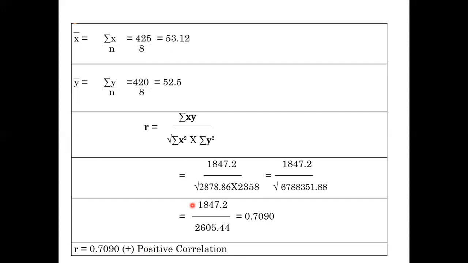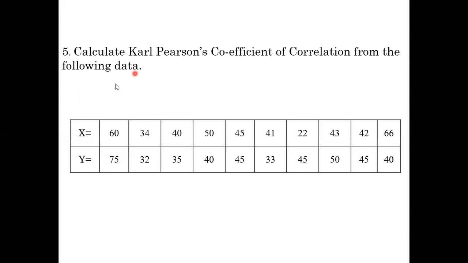Okay, students, got it? Okay, next problem: calculate Karl Pearson's coefficient of correlation from the following data. These are the X values: 60, 34, 40, 50, 45, 41, 22, 43, 42, and 66. The Y values are 75, 32, 35, 40, 45, 33, 45, 50, 45, and 40.